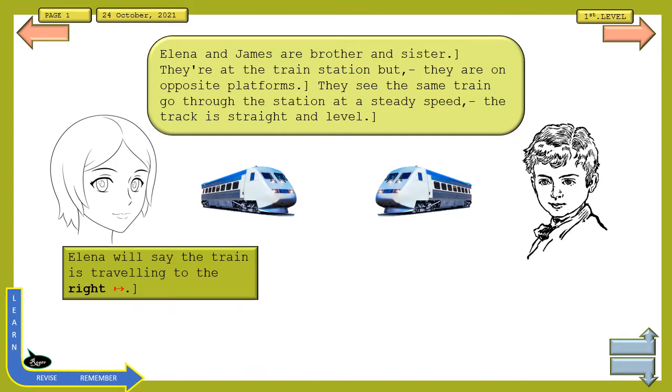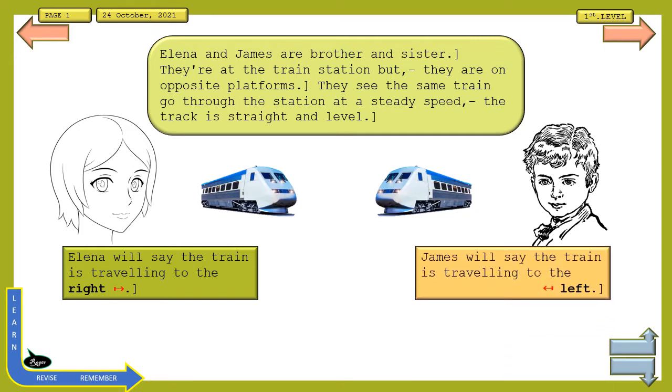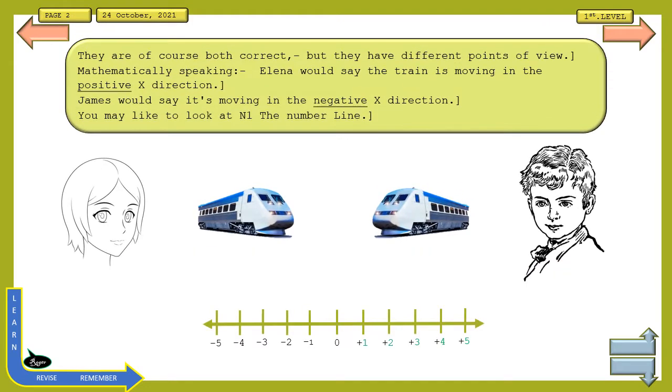Eleanor will say the train is travelling to the right. James will say the train is travelling to the left. They are, of course, both correct, but they have different points of view.